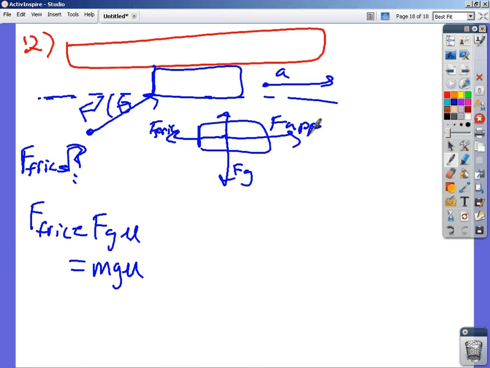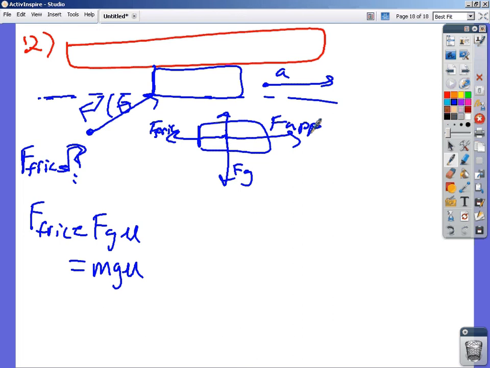One of the things that you need to realize is that your frictional force is going to be Fg minus your frictional force, or frictional force minus Fg. Okay. What's the other thing that comes into play here?